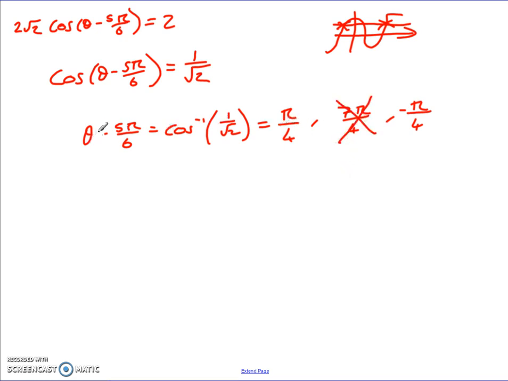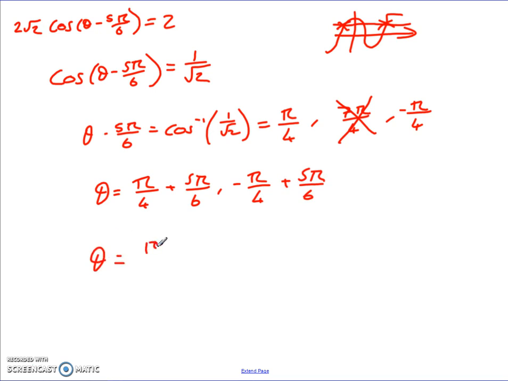So now I can take theta minus 5 pi over 6 equal to pi by 4 or negative pi by 4, and then calculate them from there by adding the 5 pi by 6 to both sides. So I've got two solutions, pi over 4 plus 5 pi by 6, and negative pi over 4 plus 5 pi by 6. Doing both of those, I get that theta equals 13 pi over 12, or 7 pi by 12. I get my two solutions for that.